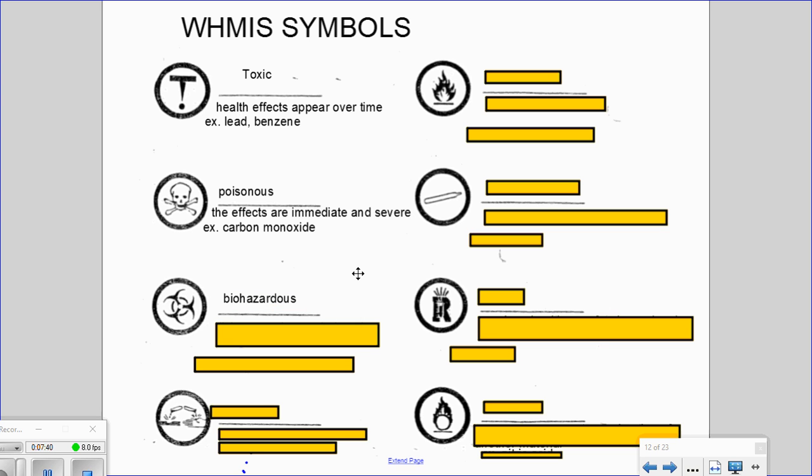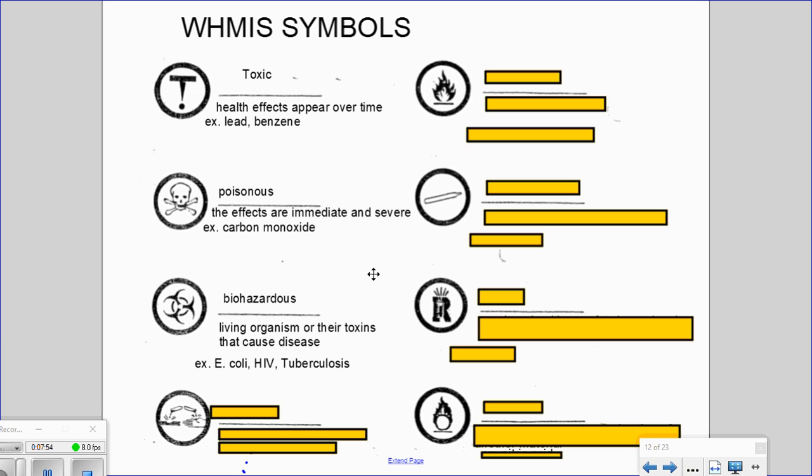The following symbol indicates a substance that is biohazardous. Biohazardous means that living organisms or their toxins can cause disease. So, for example, E. coli can cause stomach illnesses or gastrointestinal issues. HIV can cause AIDS. Tuberculosis can lead to that particular disease.